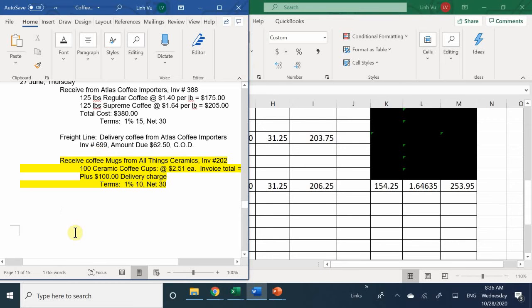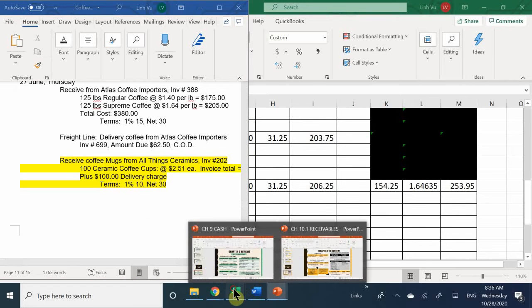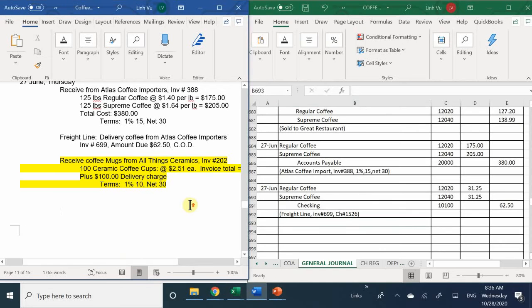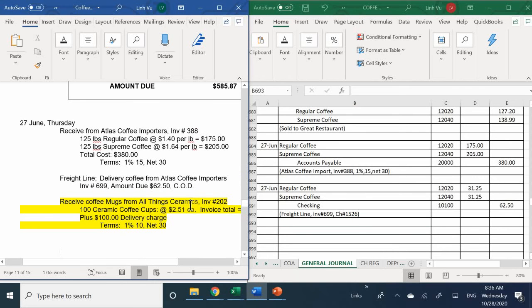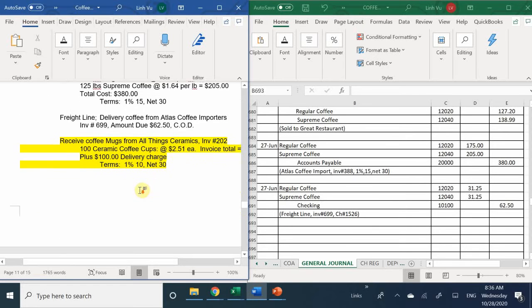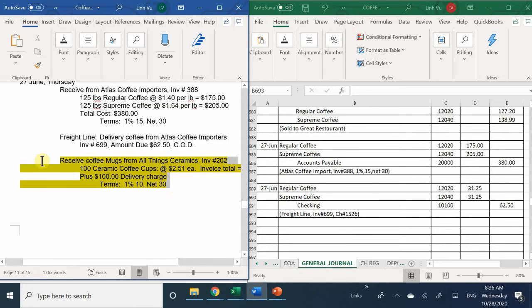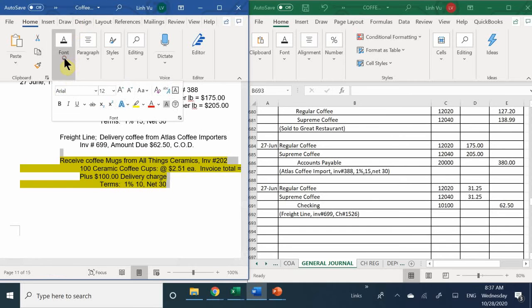All right, so here we are. This is where we left off yesterday, so I want to go ahead and continue on. Yesterday we completed entering in the inventory for the regular coffee and the supreme coffee. Now we're gonna go ahead and continue on with the next batch of the coffee mugs. So let's go ahead and get started.